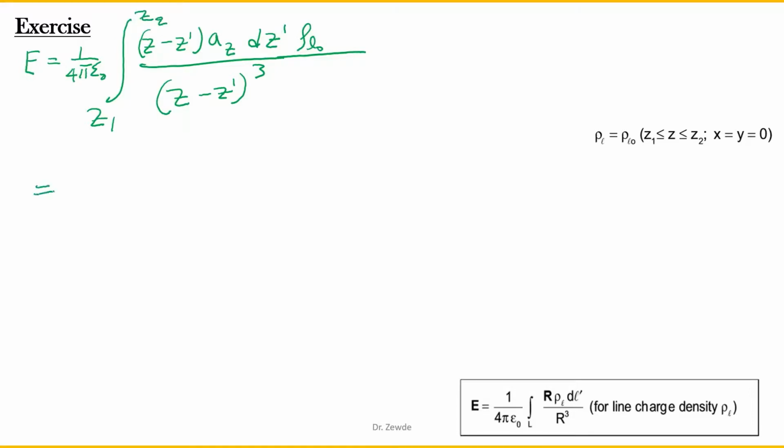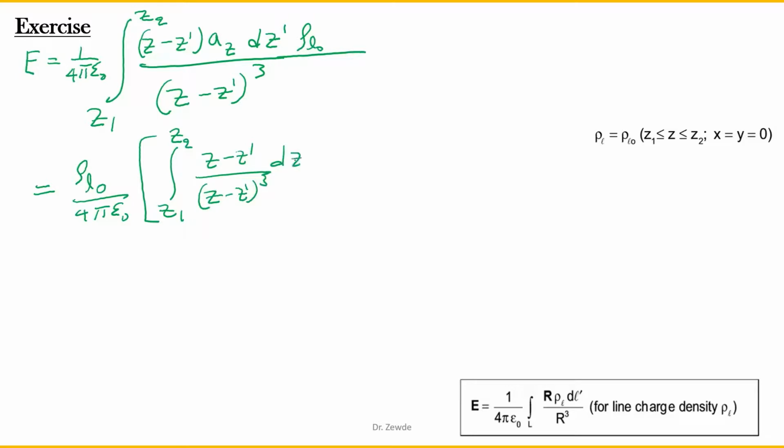So if I rearrange this, I can take rho L naught outside. So this is rho L naught over 4 pi epsilon naught, integral from z1 to z2 of (z minus z prime) over (z minus z prime) cubed times dz prime, and it's pointing along the z axis. Of course, z minus z prime cancels, and this becomes a square.